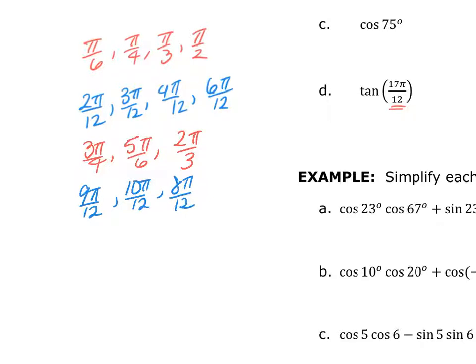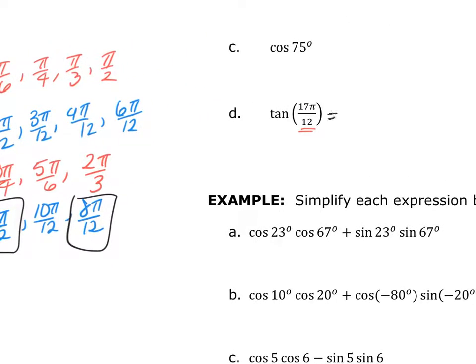Now, looking at my angles in blue, can I get any combination of those angles that are going to add up to or have a difference of 17? Which ones do you all want me to use? So the 9 pi over 12? What else? 8 pi over 12. Okay? So the 9 pi over 12 is really 3 pi over 4.